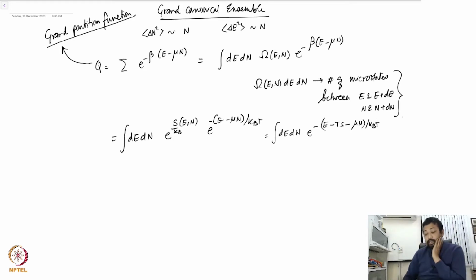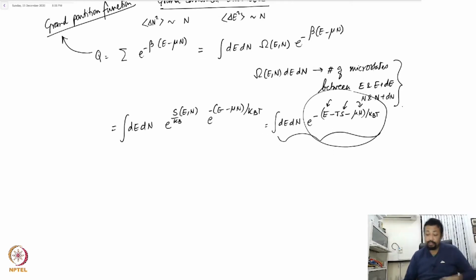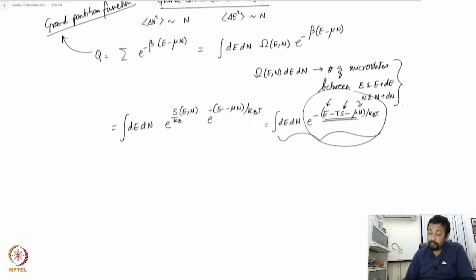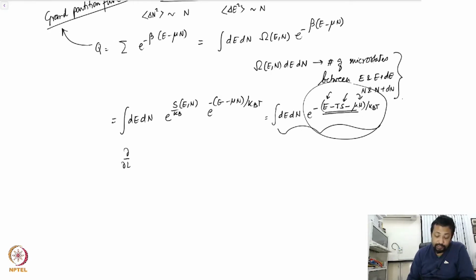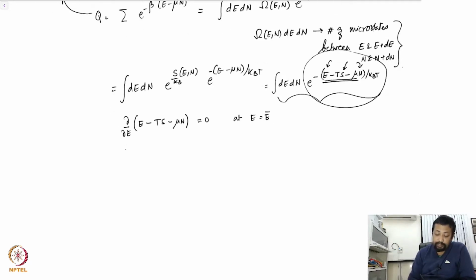Once again, you see that the energy, internal energy E, the entropy S, and the particle number N are all extensive quantities, and therefore they scale as N, and therefore I can try to figure out this particular integral using a saddle point approximation, where I maximize the quantity in the argument of the exponential, which means I'll have del E of E minus TS minus mu N is equal to 0 at E is equal to E bar, and del N of E minus TS minus mu N is equal to 0 at N is equal to N bar.